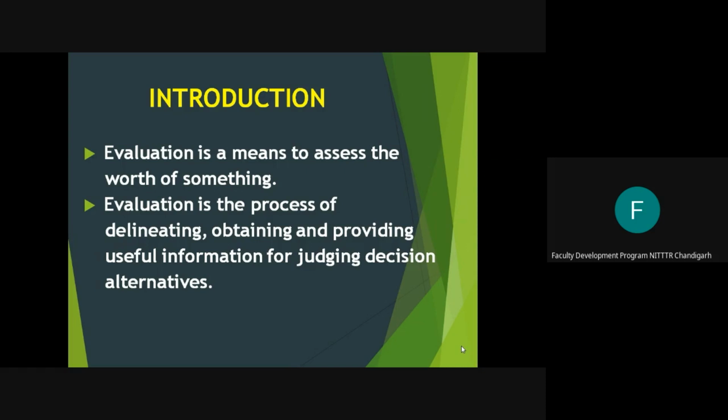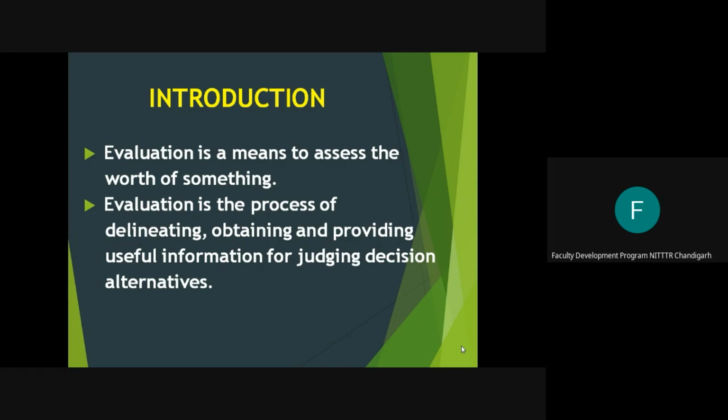So this evaluation means assessing the worth of something. What is evaluation? Assessing the worth of something. That is evaluation. And how do we assess? How do I assess the worth of something? That is by collecting information. Okay, so that is the only way. So I can check the worth of something by collecting feedback, by collecting information.